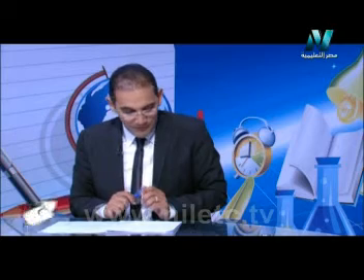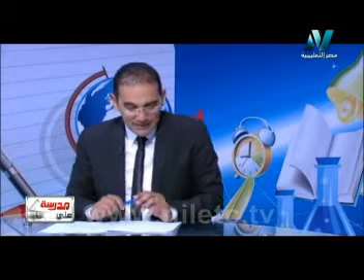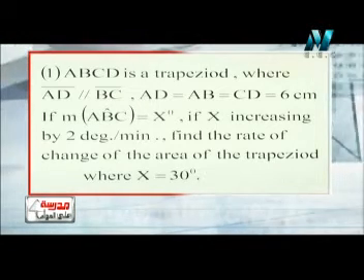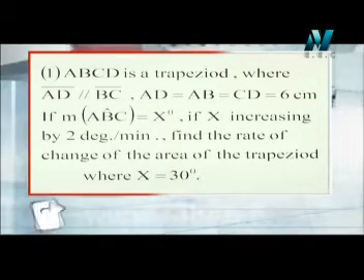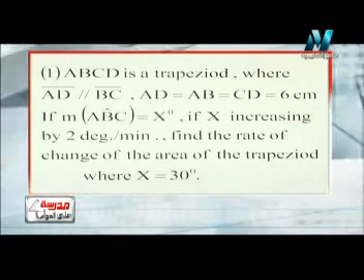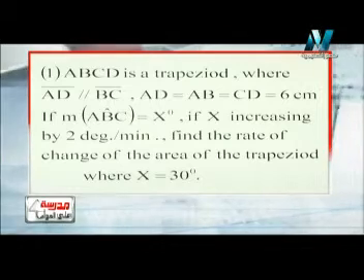Number 1, ABCD is a trapezoid where AD is parallel to BC and AD equals AB equals CD equals 6 centimeters. If the measure of the angle ABC equals x degrees, and x is increasing by 2 degrees per minute, find the rate of change of the area of the trapezoid when x equals 30 degrees.